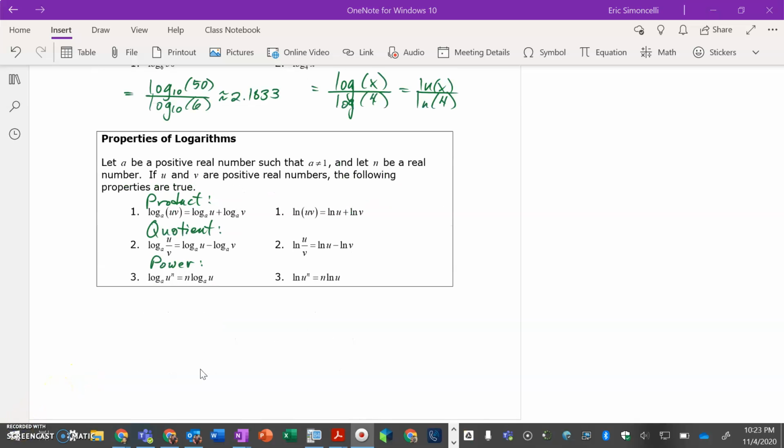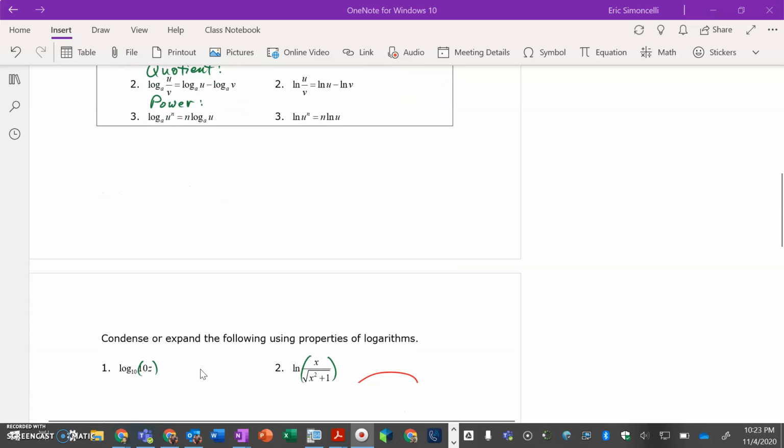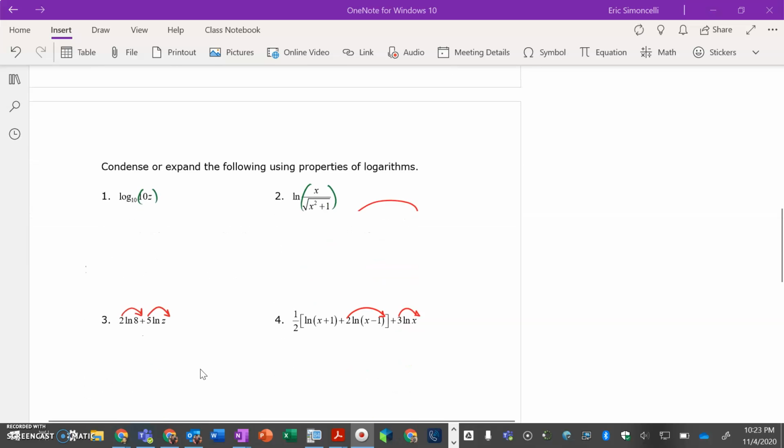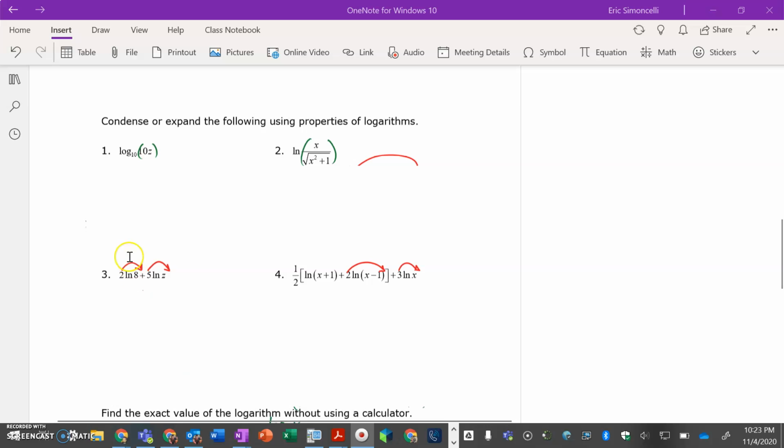Okay, so let's continue. On the next page, it does say to condense or expand the following using the properties of logarithms. So the first problem that you see, you have log base 10 of 10z. We can certainly use the product property to expand this. I know I'm going to be expanding because I have a single log and I'm going to separate it into two or more. And also technically it's 10z, so it pretty much speaks to the product property in application. So here we go.